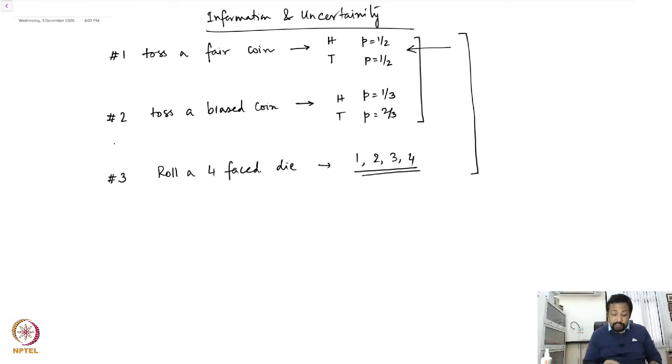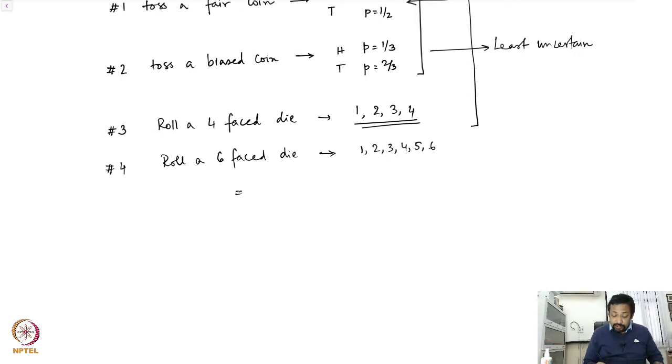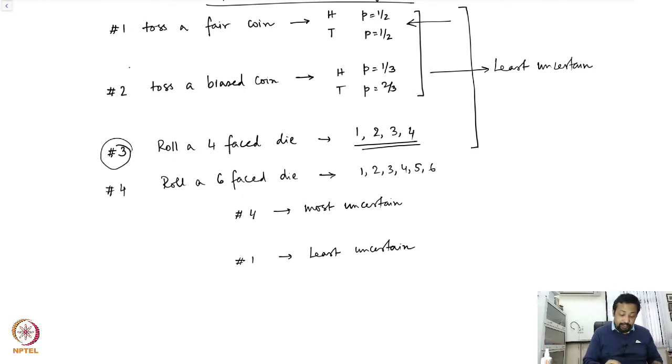So of these 3 experiments, number 2 is the least uncertain. If I now do a 4th experiment where I roll a 6-faced die, you are immediately going to realize that it doesn't have 4 outcomes, but 6 outcomes, and therefore this seems to be the most uncertain experiment that we are doing, because we cannot predict very surely which outcome is going to come. So if you were to rank these experiments, experiment number 4 would be most uncertain, and experiment number 1 would be least uncertain. I do not know how to rank experiment number 3 and experiment number 1.